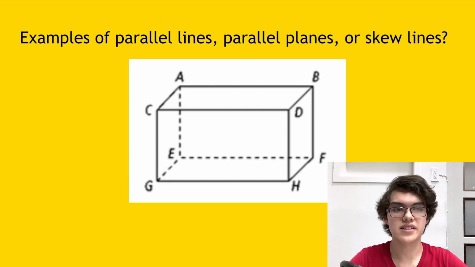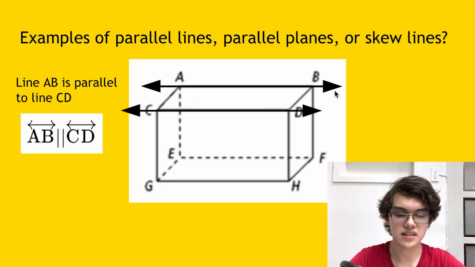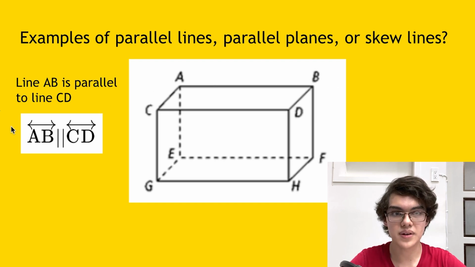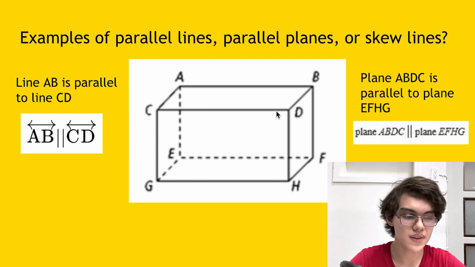Okay, so an example of parallel lines in this diagram would be the line AB and the line CD. Now this symbol right here in the middle, these two vertical lines, this is our symbol for parallelism. So the line AB, remember the line symbol is the one with two arrows on top, is parallel, this is our parallel symbol, to the line CD. And that's our line symbol on top again. And yep, that's an example of parallel lines. There are plenty of others, but we won't mention them all for obvious reasons.